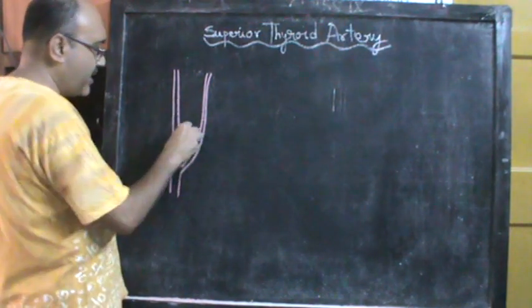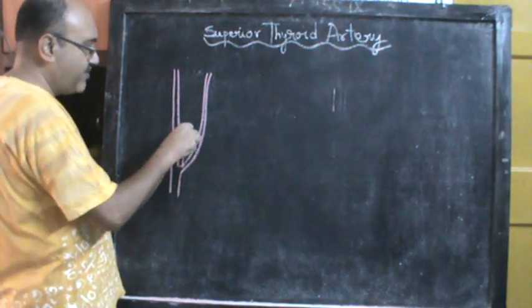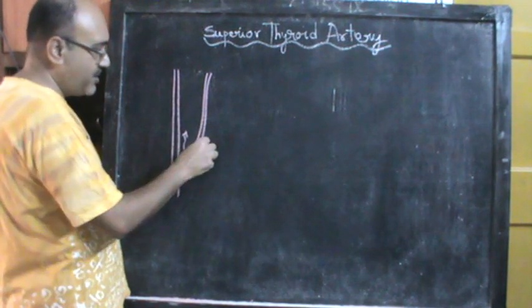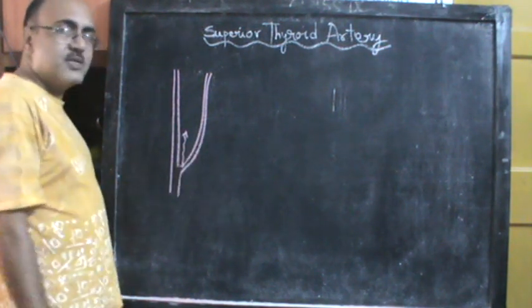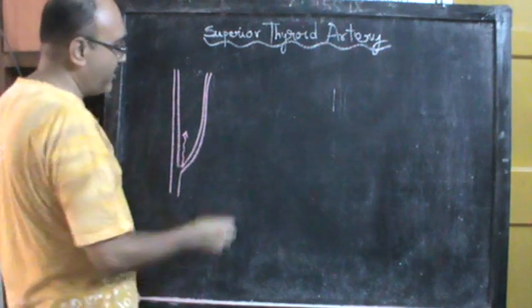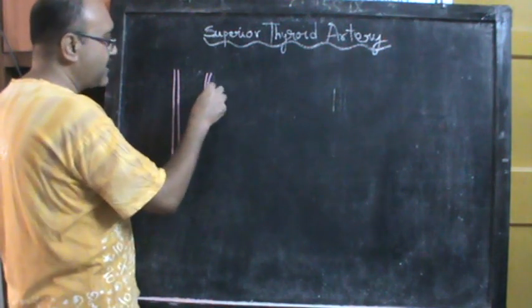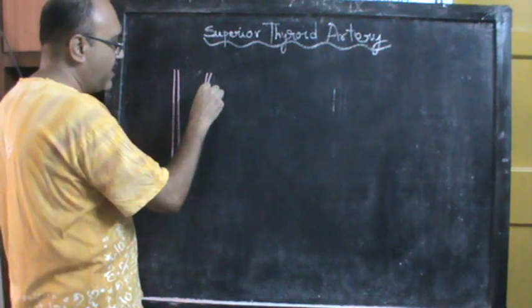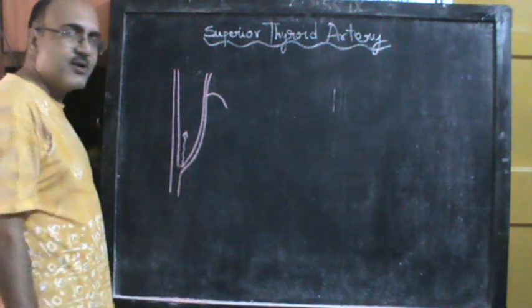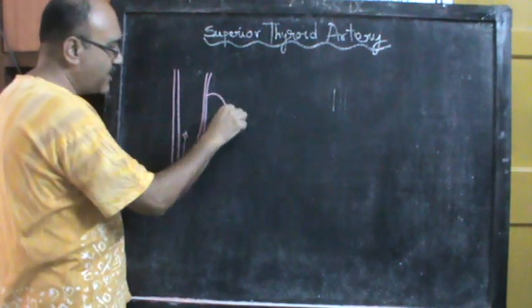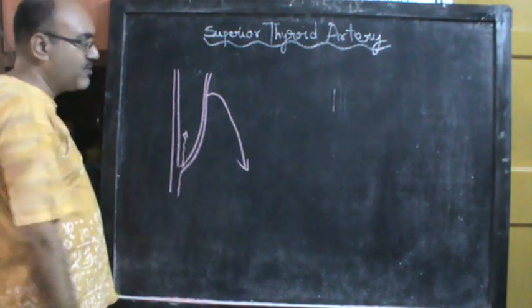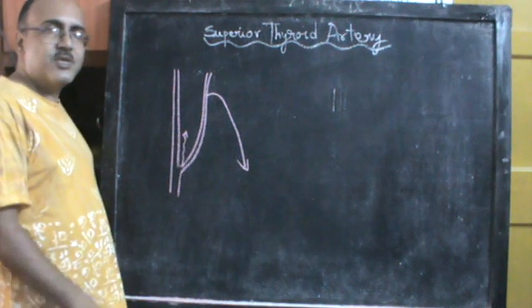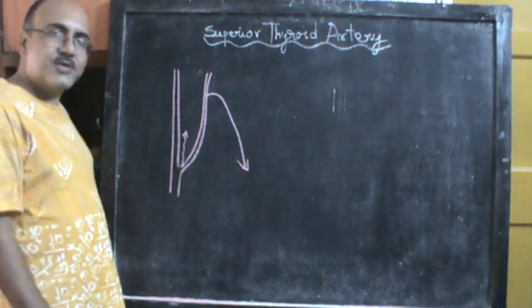And we have already studied the ascending pharyngeal artery. So the superior thyroid artery starts just below the greater cornu of the hyoid. So let us say somewhere here, just below the greater cornu of the hyoid, is the beginning of the superior thyroid artery, and it curves down and goes down to the thyroid gland, to the apex of the lateral lobe of the thyroid gland.